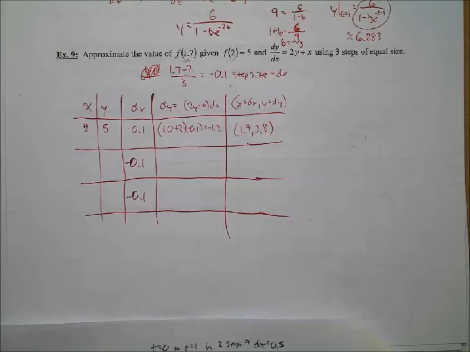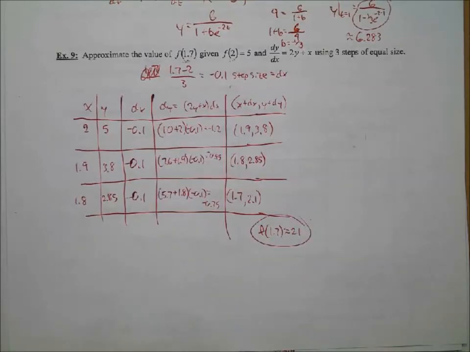Okay, here is the rest of your Euler method. There. Okay, you should have gotten approximately 2.1 as your approximation.